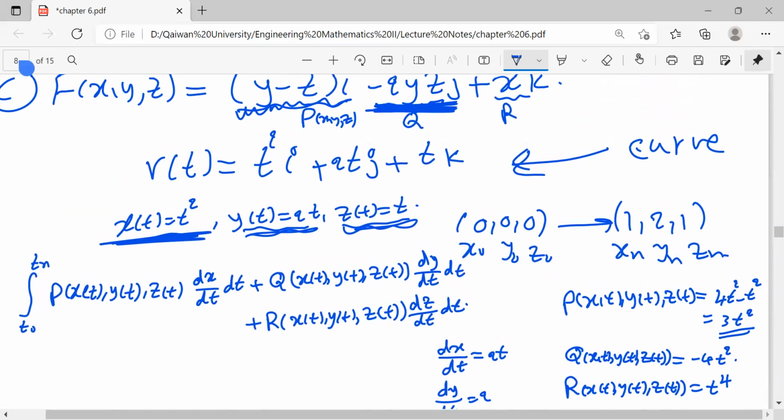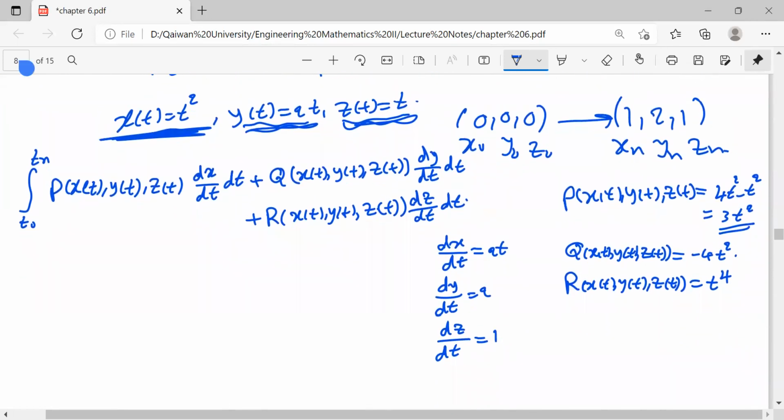And now we should find t naught and tn. You can take any of x naught xn, or y naught yn, or z naught zn. You must get the same value for t. Okay, let's take y. y naught is 0 and yn is 2. Since y equals 2t, if we replace y by 0, t is 0. So t naught is 0. And if we replace y by 2, we get t is 1. That means t is from 0 to 1.